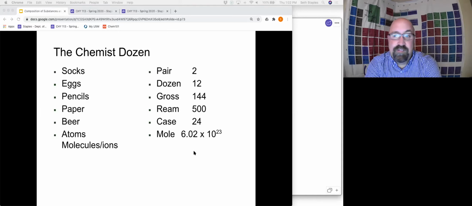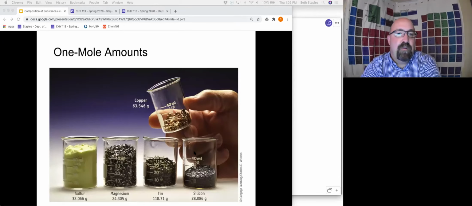Atoms or molecules, same idea. 6.02 times 10 to the 23rd atoms or molecules or ions in 1 mole. And so that's all it is. It's a counting number. And this here just gives you an idea for what that starts to look like.